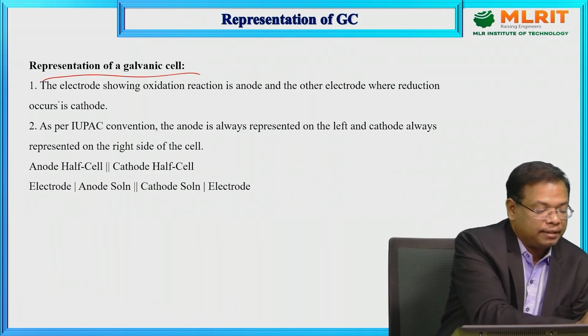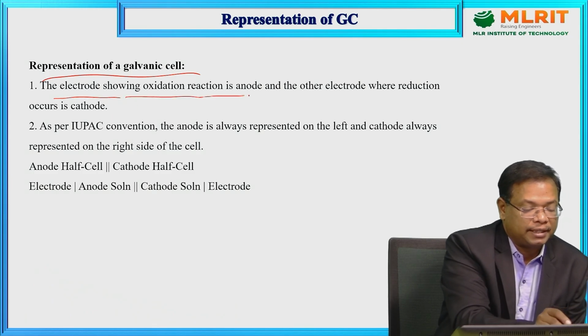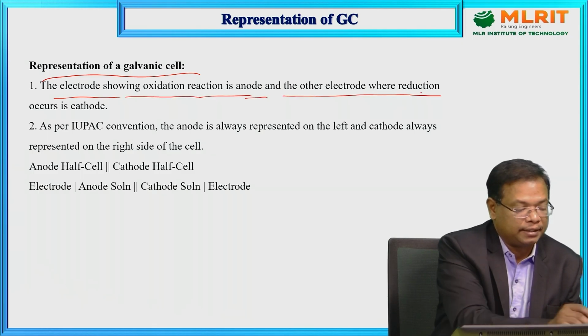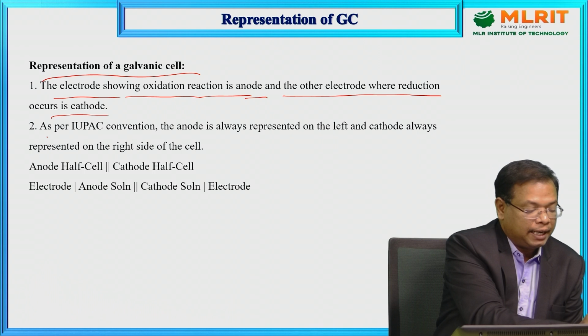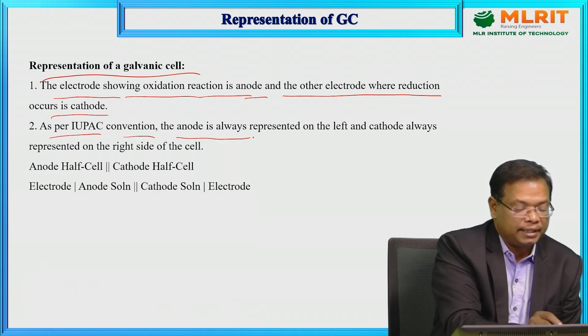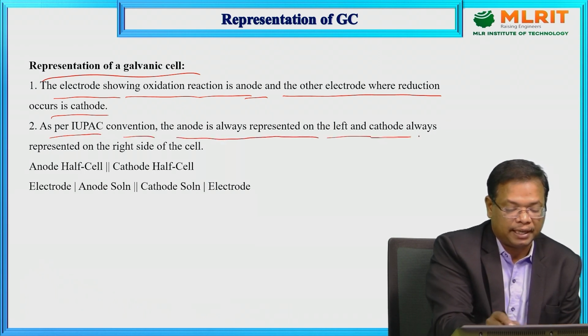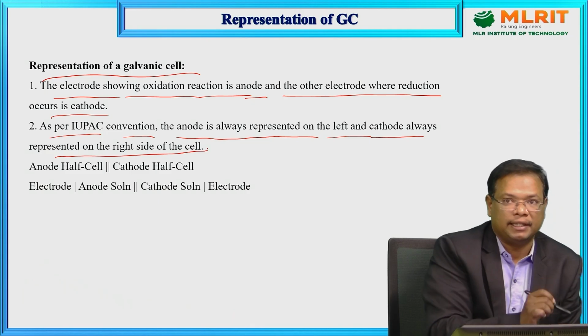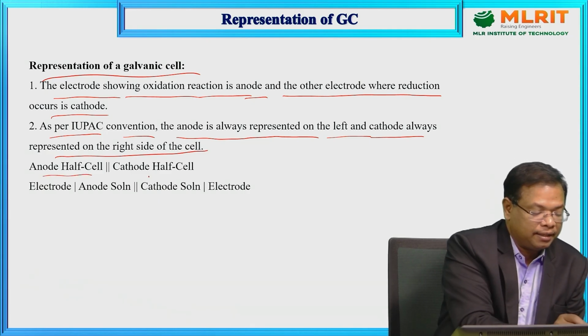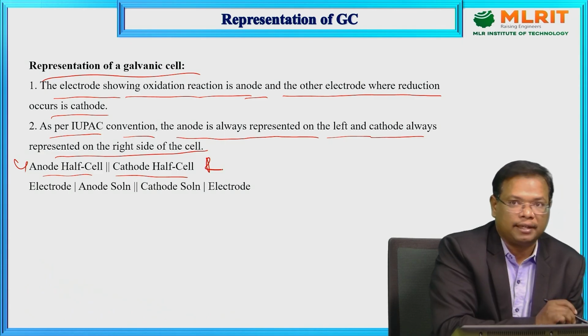Representation of the galvanic cell. The electrode showing oxidation reaction is the anode and the other electrode where reduction occurs is the cathode. As per IUPAC convention, the anode is always represented on the left hand side and the cathode always on the right hand side of the cell. So anode half cell, this is left hand, cathode half cell, this is right side.